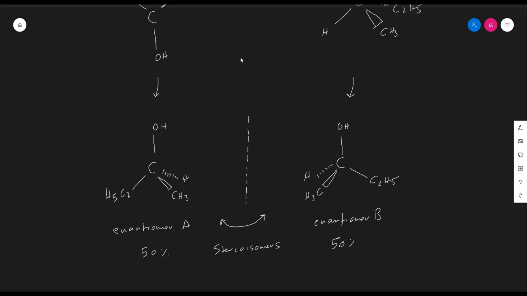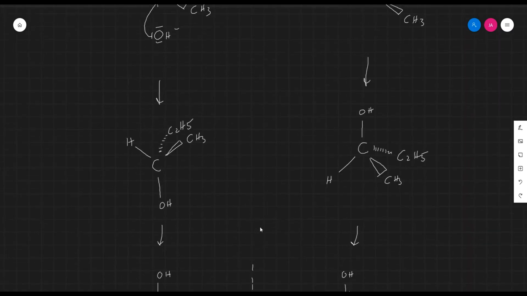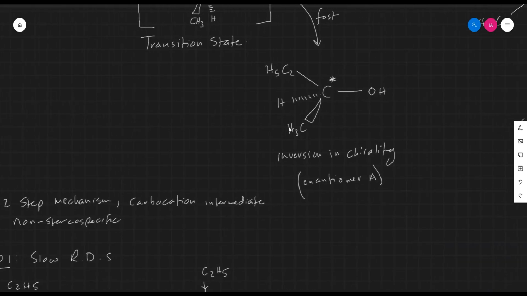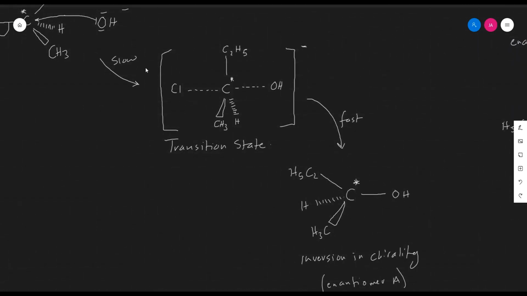On the other hand, the SN2 mechanism is a stereospecific reaction because inversion is only one-sided, and thus it would form just one of the enantiomers.